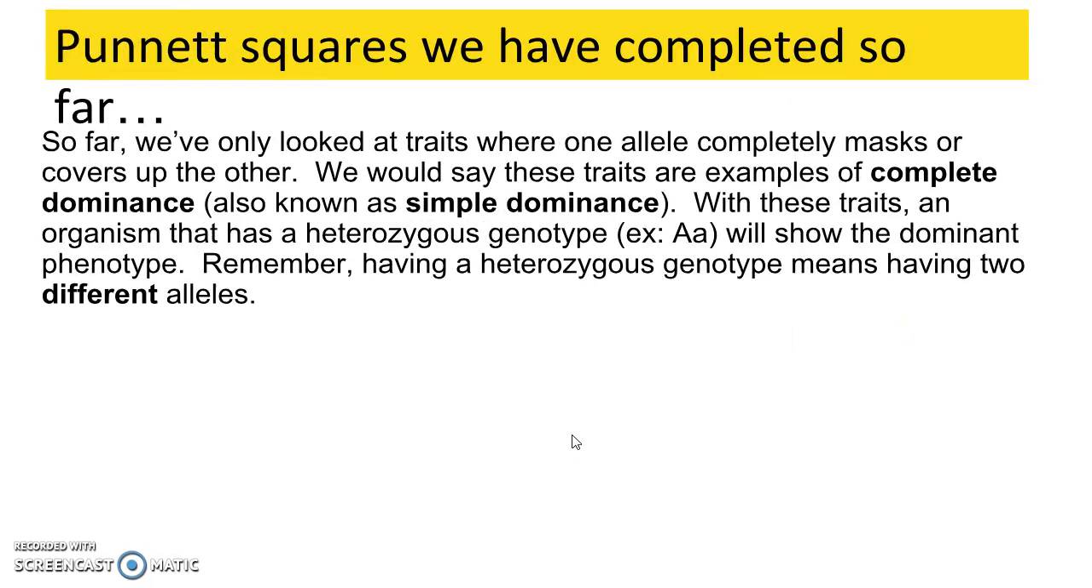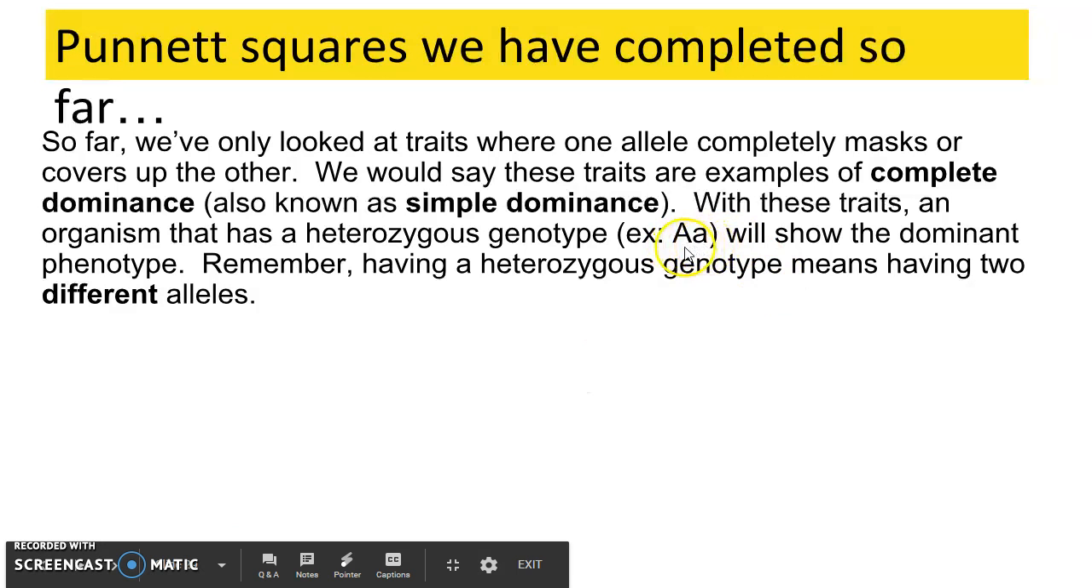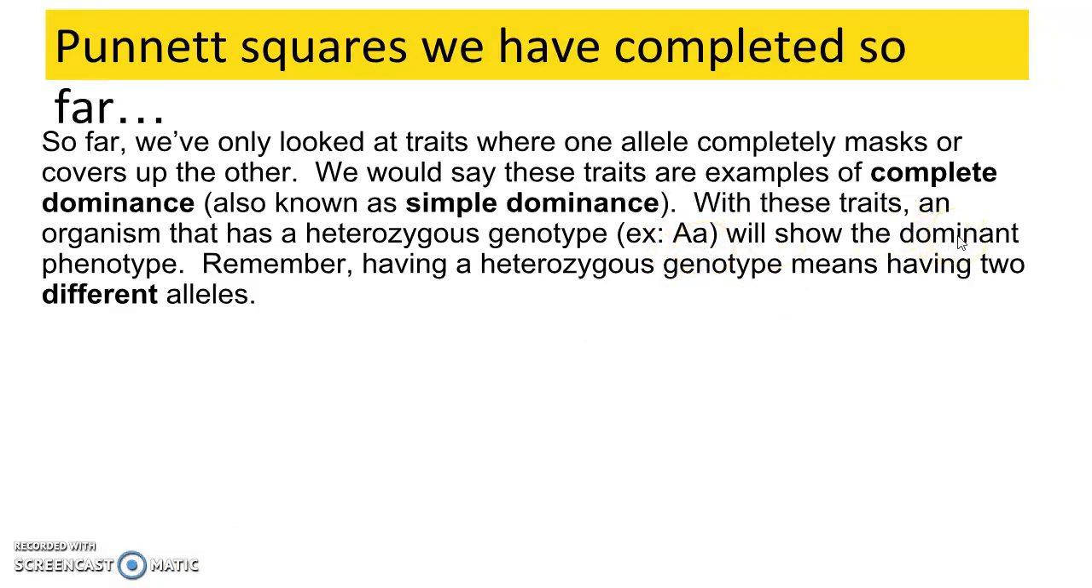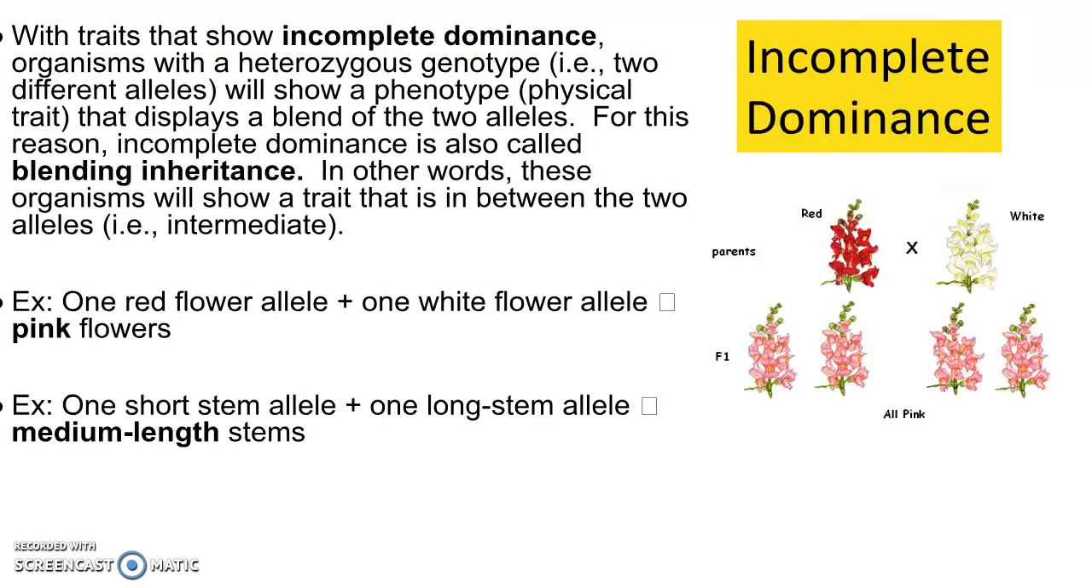Okay, now thus far we've only looked at traits where you have one allele that totally covers up the expression of the other allele. One of them is dominant, one of them is recessive. These are called traits that display complete dominance or simple dominance. And in this case, if an individual has the heterozygous genotype big A, little a, they're always going to show the dominant physical trait. Now, we're going to look at two examples where this is not the case.